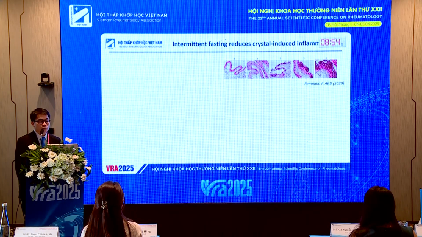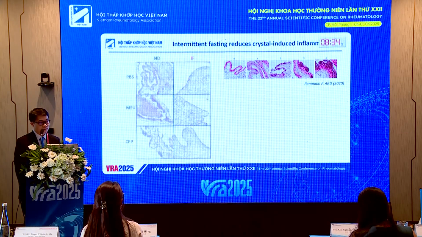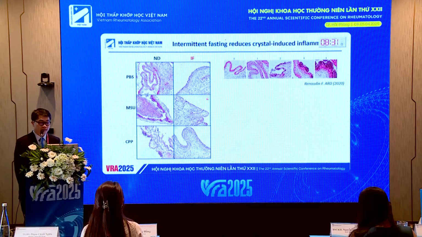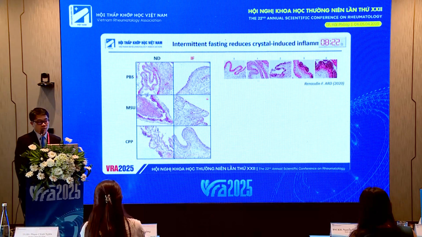And then we also assess the inflammatory level by histology, by HE staining. So the score is a semi-quantitative score ranging from 0 to 4. You can see here, 0 is like no inflammation, until 4 is the most important inflammation. So for results, you can see in the membrane, on the right are the fasting groups, and on the left is the normal diet group. Stimulated by PBS, MSU, CPP.